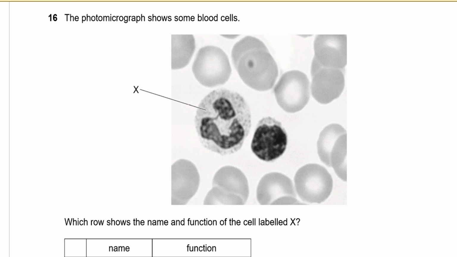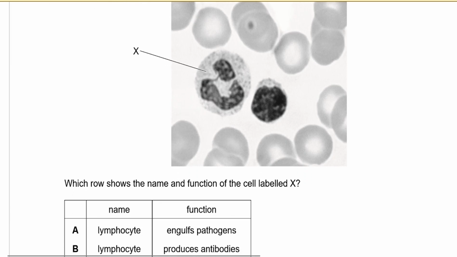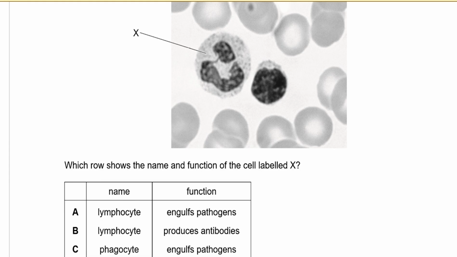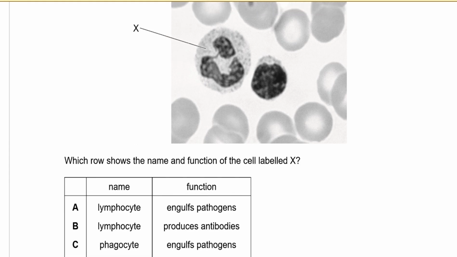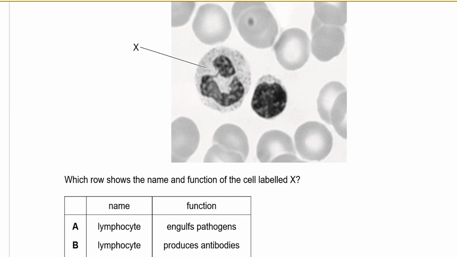So this diagram over here is representing some blood cells. Which row shows the name and the function of the cell labeled X? Now, the cell labeled X is representing one type of white blood cell. This white blood cell is known as a phagocyte. A phagocyte appears to have a lobed nucleus. So this will be a phagocyte, while this one here will be a lymphocyte.